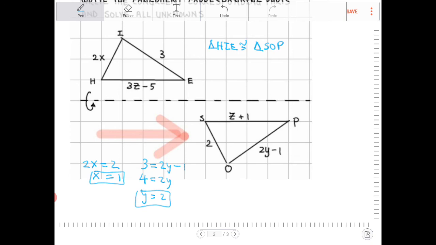HE is 3z minus 5. And it corresponds with SP, which is z plus 1. Subtract z, I get 2z. Add 5 to both sides, I get 6. Divide both sides by 2, z is equal to 3.